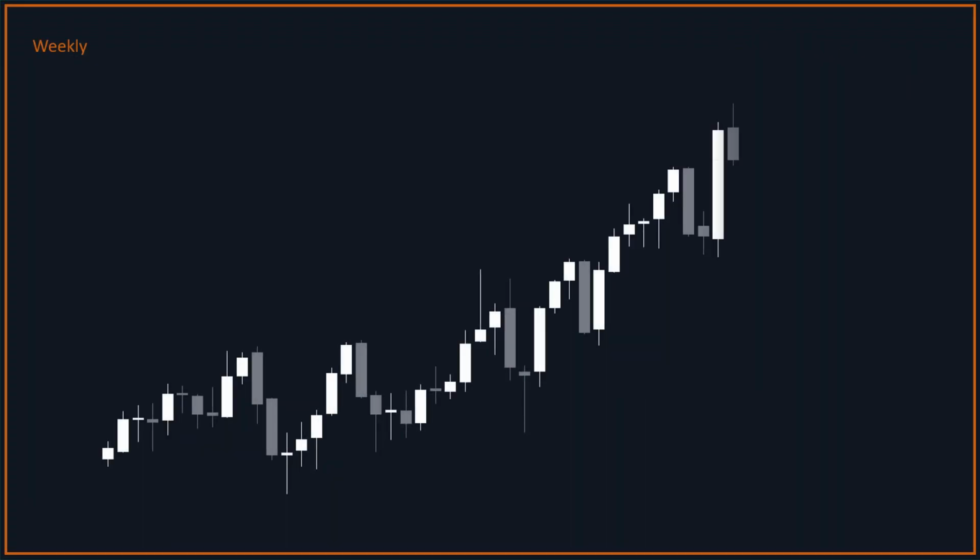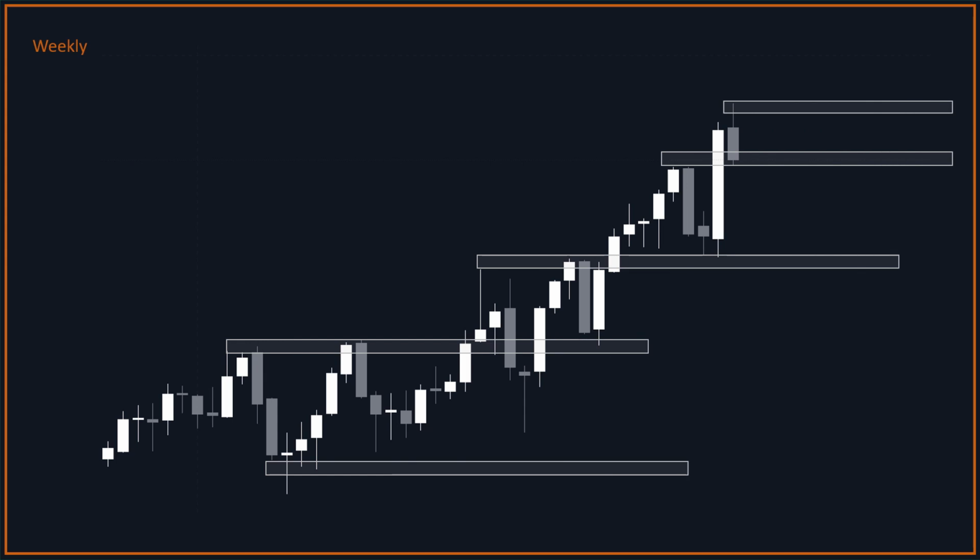This is the weekly time frame, and these visible levels are your weekly areas, the major zones that stand out like landmarks.